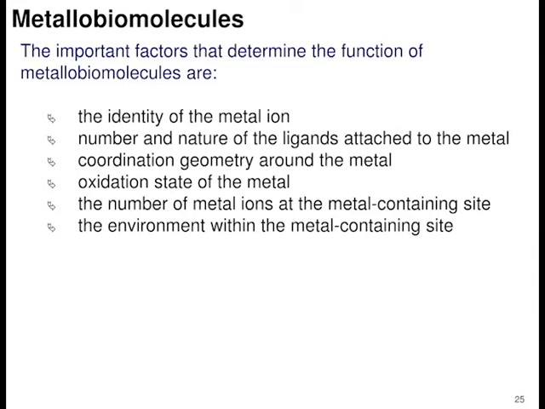Number of metal ions at the metal containing site. This is tricky. 4, because there are 4 heme groups for hemoglobin. This is just as one site we need. So there are 4 irons and 4 heme groups, or 4 iron containing heme groups, in the molecule of hemoglobin.